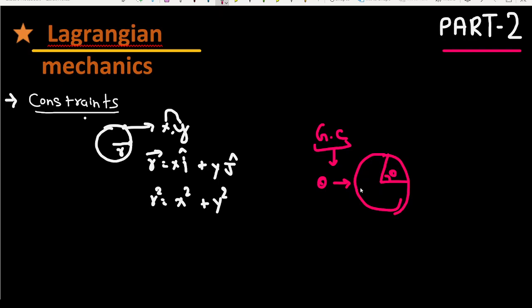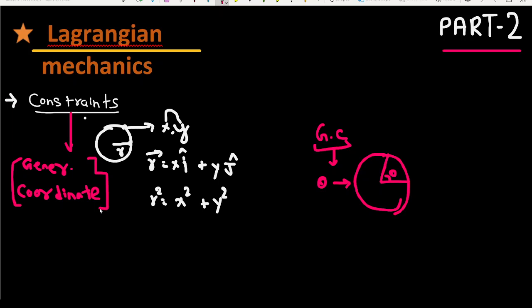I hope you understand the quick recap of my previous video: what the problem of constraints is and how to solve it. The problem of constraints is solved by introducing new coordinates called generalized coordinates. Generalized coordinates can be anything. If x and y are not dependent, they are also called generalized coordinates, but in this condition they are dependent. That's why they are not called generalized coordinates. That's the quick recap of what we studied in the previous section.